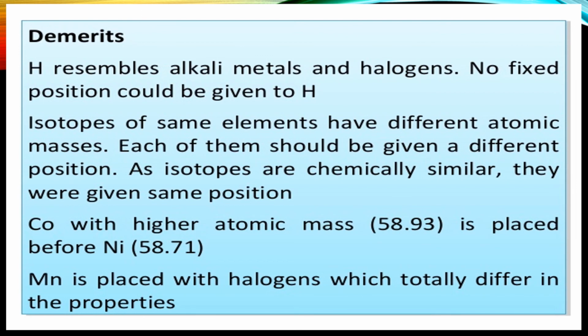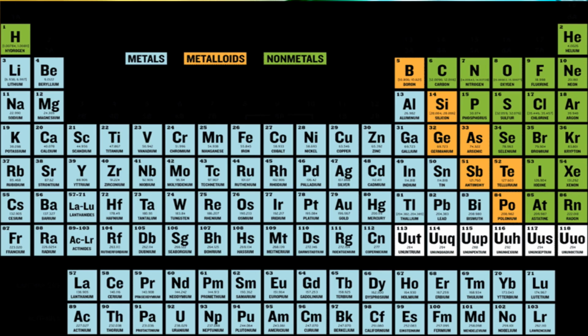Co, cobalt, with higher atomic mass is placed before nickel, Ni. Mn, manganese, is placed with halogens, which are totally different in properties. Now let's learn something more about the modern periodic table.